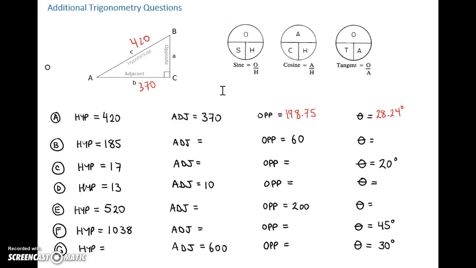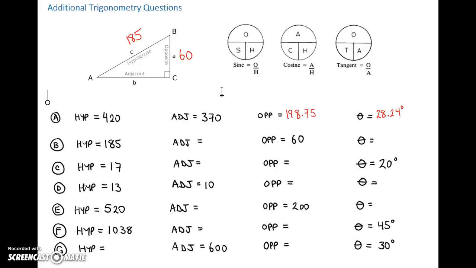Okay, hopefully you're following along at the same pace as we're going right here. At this point, we've done a lot of these questions, right? So you should be able to rock and roll through each of these questions. Next one is 185, and we've got an opposite value of 60. And we're looking for the angle.